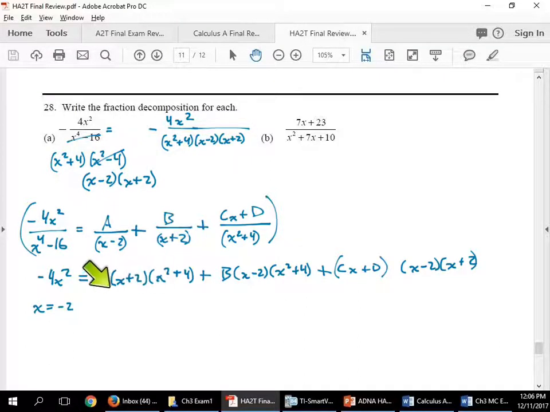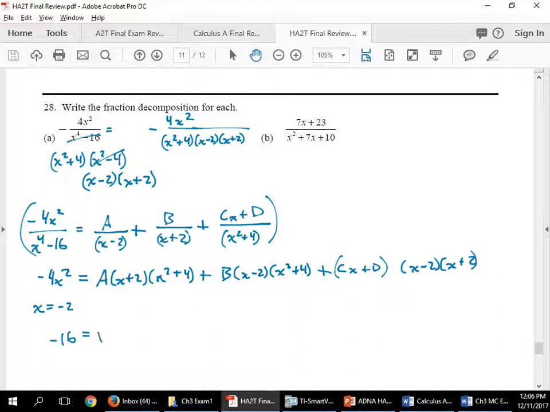Let's try negative 2. Negative 2 gets rid of this guy, and that, so this whole thing would just be gone, right? All right, and then this one, does it go away? No, that one doesn't go away. So we would have negative 2 squared, that'd be negative 16, equals.